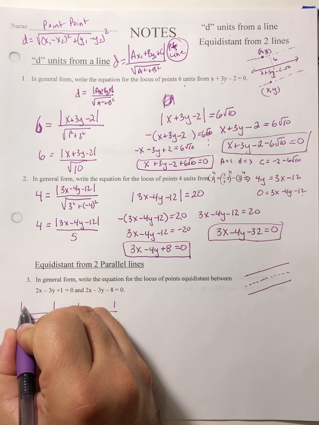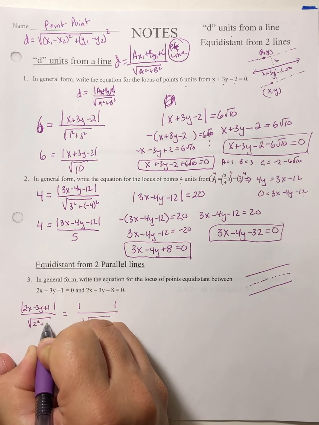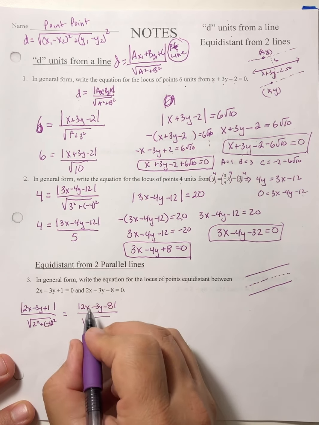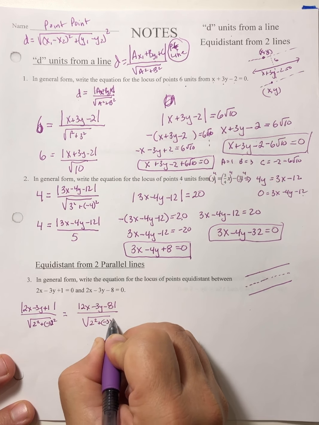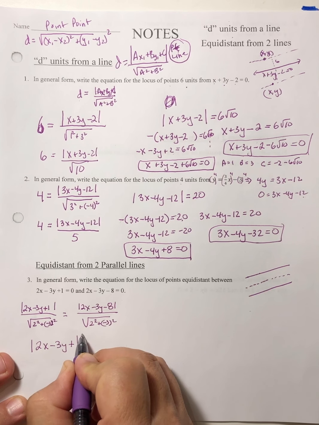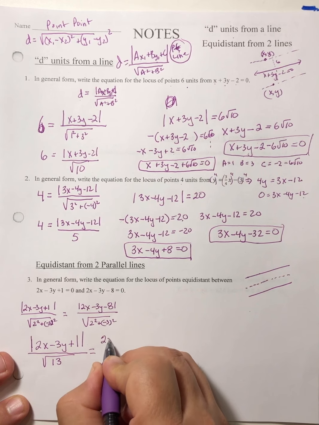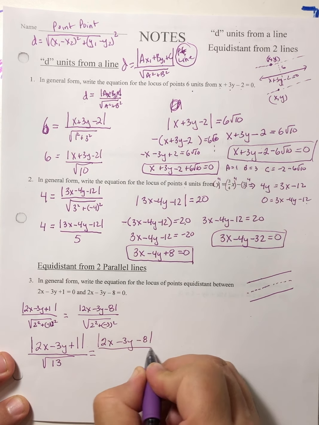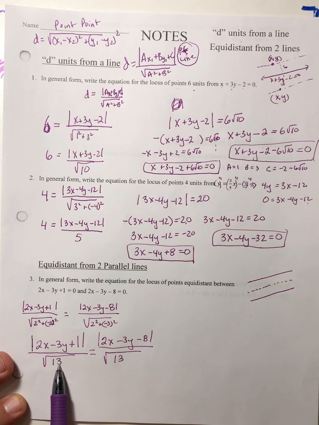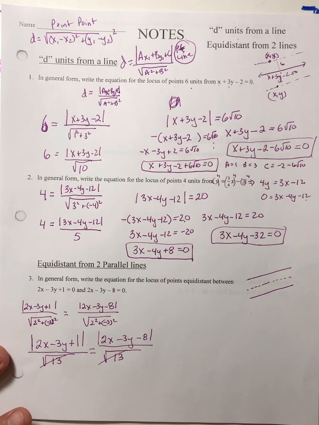All right, so let me start filling this in. I have 2x minus 3y plus 1 over the square root of 2 squared plus negative 3 squared. And then this is 2x minus 3y minus 8, over the square root of 2 squared plus a negative 3 squared. I'm going to do a little cleaning. This is 13 at the bottom here. 4 plus 9 is 13. Now notice, radical 13 in the denominator here, radical 13 in the denominator here. Guess what? They're the same. That's right, I can cancel them out. So we're looking at this.